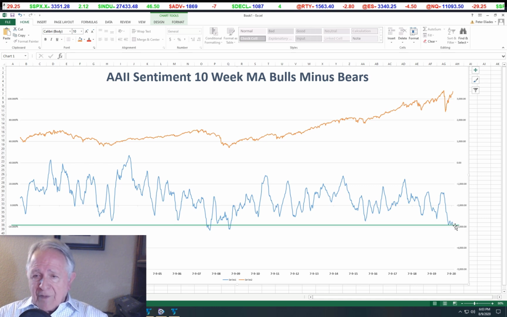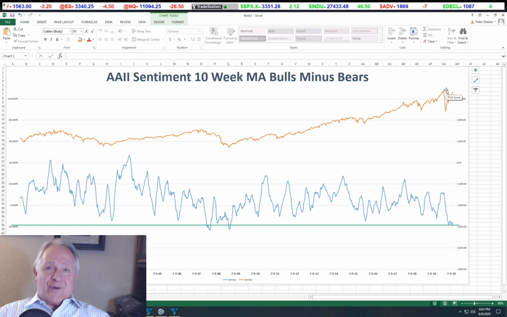This reading that we got this week matches up almost exactly with the mid-May reading. But how far back do you have to go before that to match it up? Well, you're looking at it right here. Look at this. I mean, these lows don't even come close. Guess where this is? This is 2009, right at the bottom in March of 2009. What happened to the market after that?